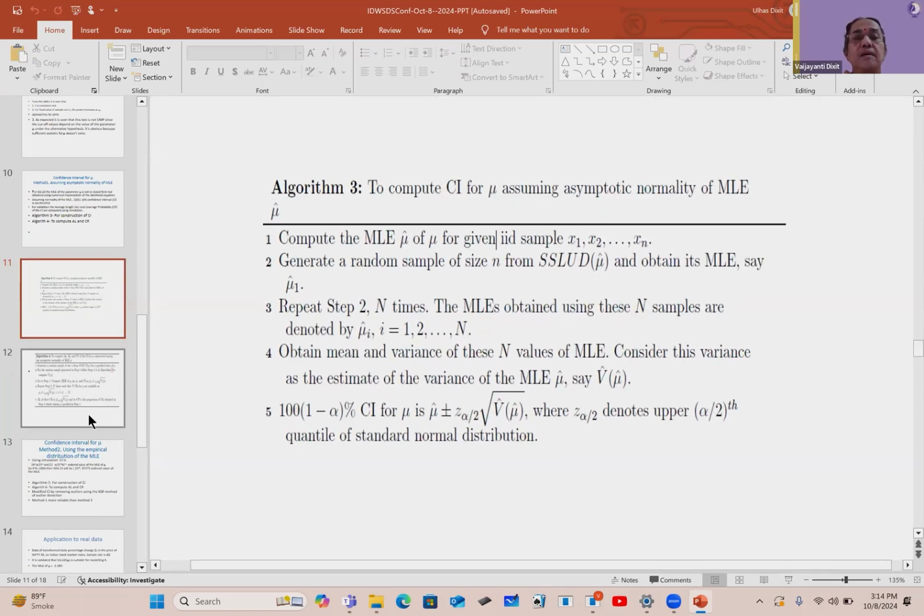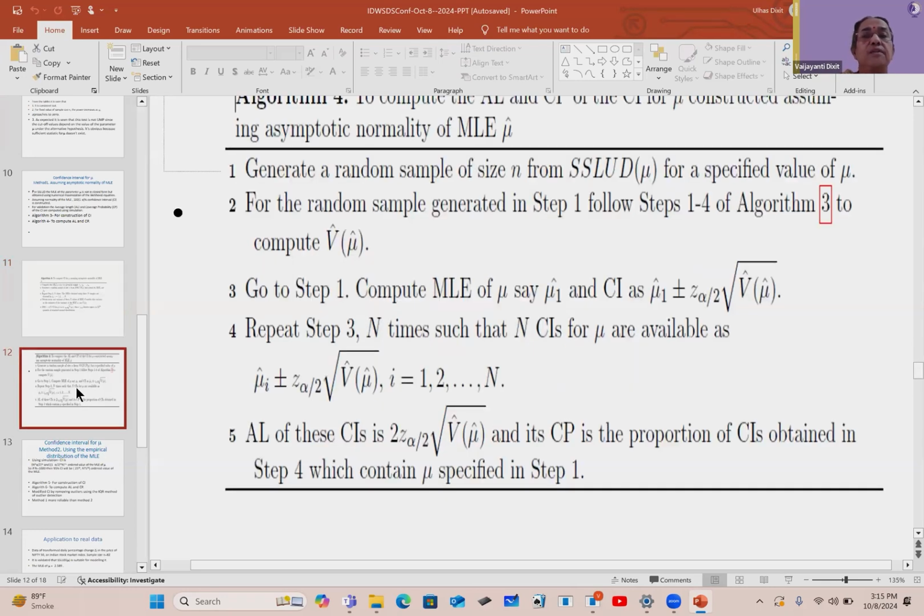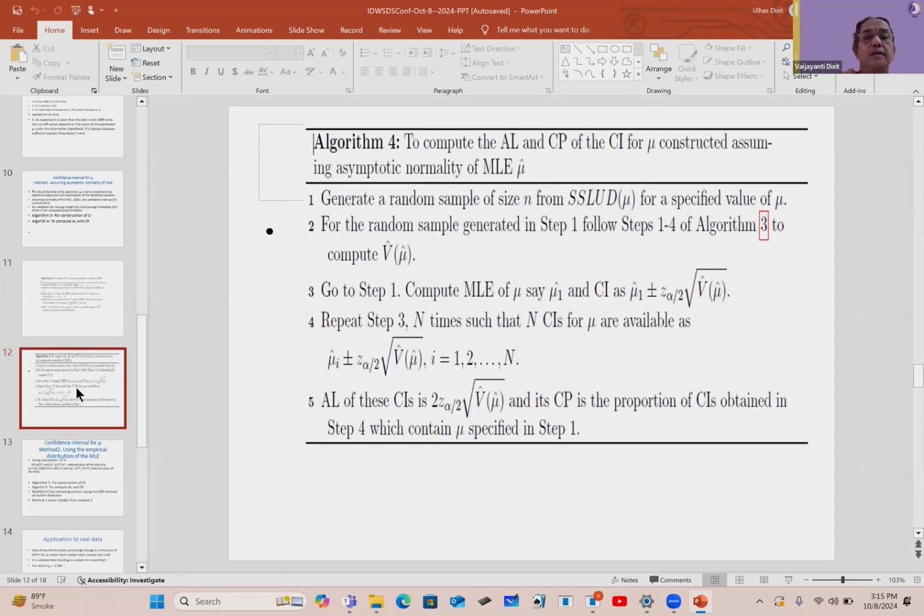The R code is written for these algorithms, and these tables are prepared. It is seen that it has a nice performance in terms of average length and coverage probability. So algorithm 3 and algorithm 4: algorithm 4 is for the average length and coverage probability.